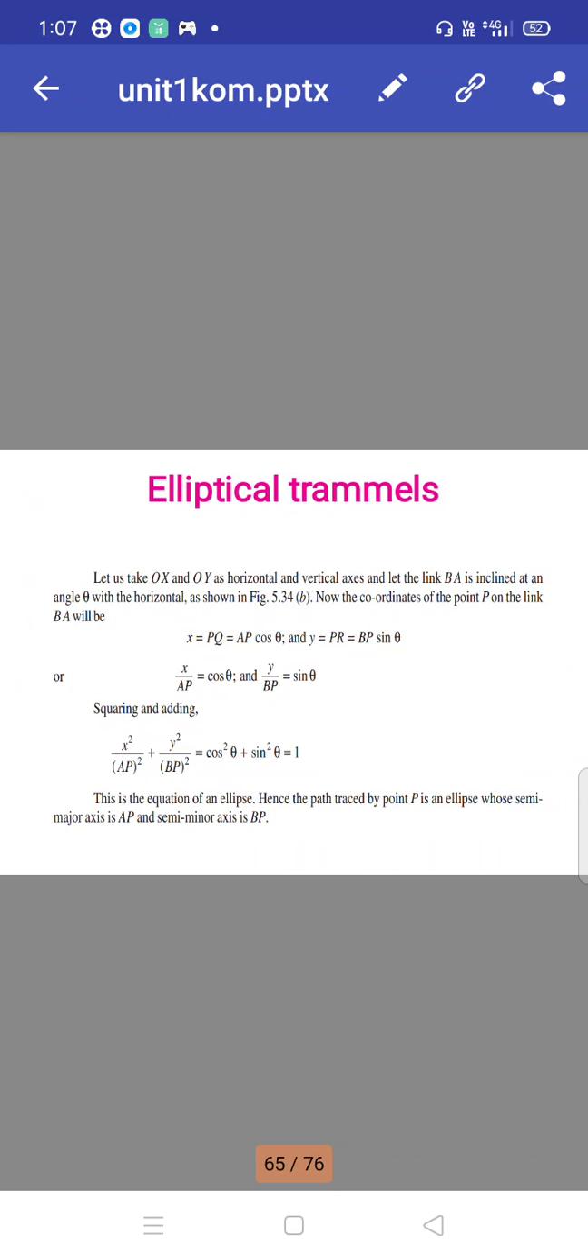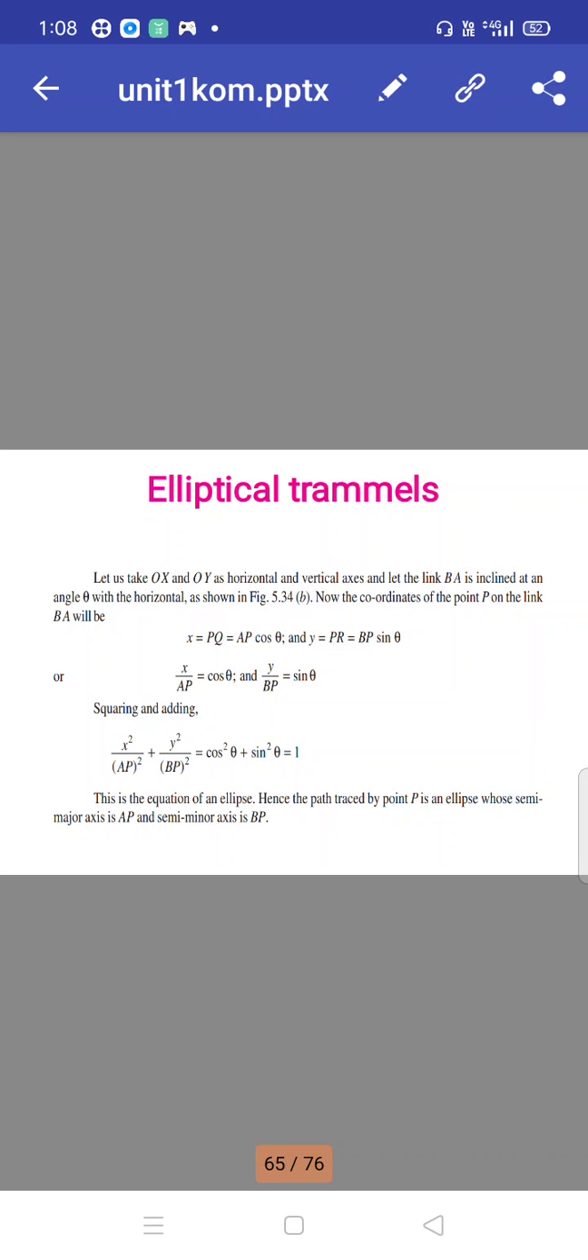Let us take OX and OY as the horizontal and vertical axes. Let the link BA be inclined at an angle theta with the horizontal. Now the coordinates of the point P on the link BA will be x is equal to PQ, that is equal to AP cos theta, and y is equal to PR is equal to BP sin theta, or we can write x by AP is equal to cos theta and y by BP is equal to sin theta.